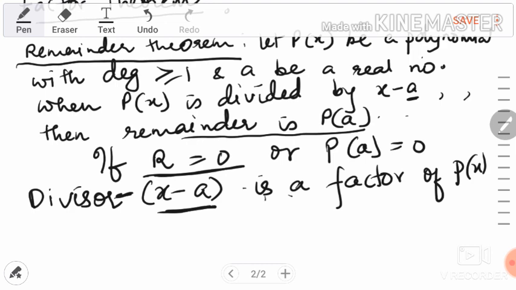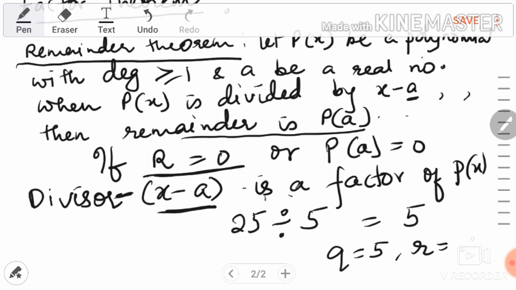You can relate this to simple numbers. When you divide 25 by 5, then the quotient is 5 and the remainder is 0. And we say that 5 is a factor of 25 because it divides 25 exactly or completely.